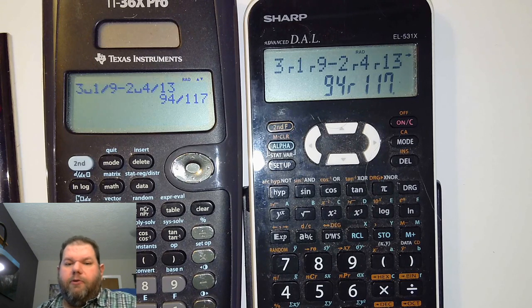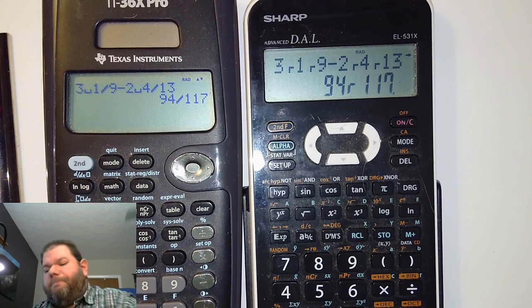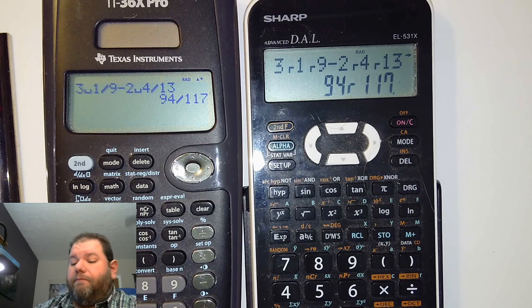So with our mixed numbers, besides the extra step in some calculators in how we enter the mixed portion, it works really the same as what we did with the fractions, which is we enter the numbers and then we just use whatever operation we need in between. In this case I did minus.